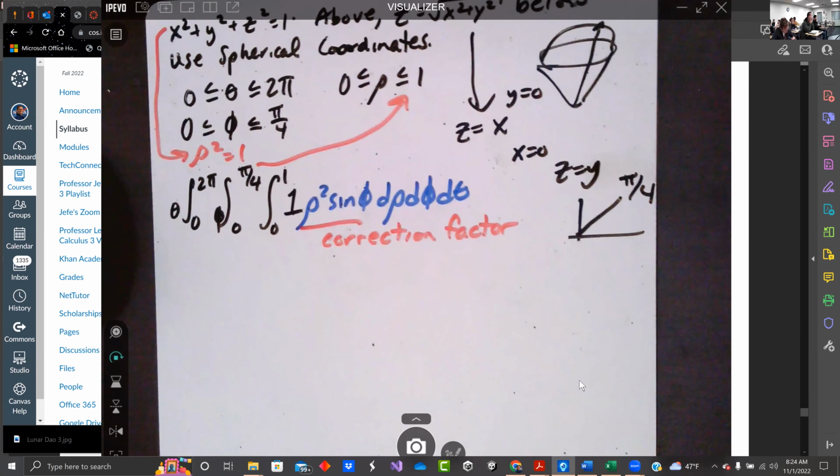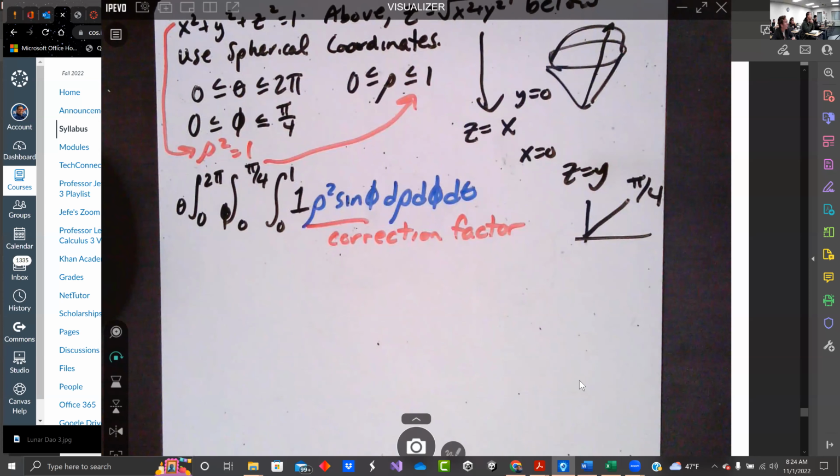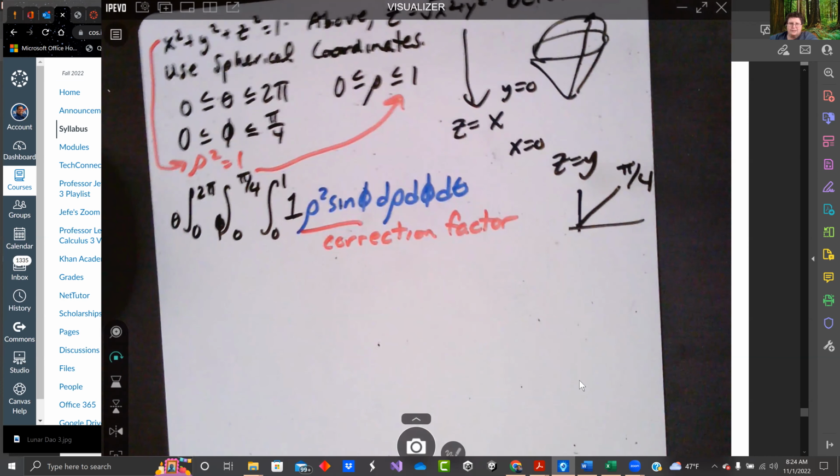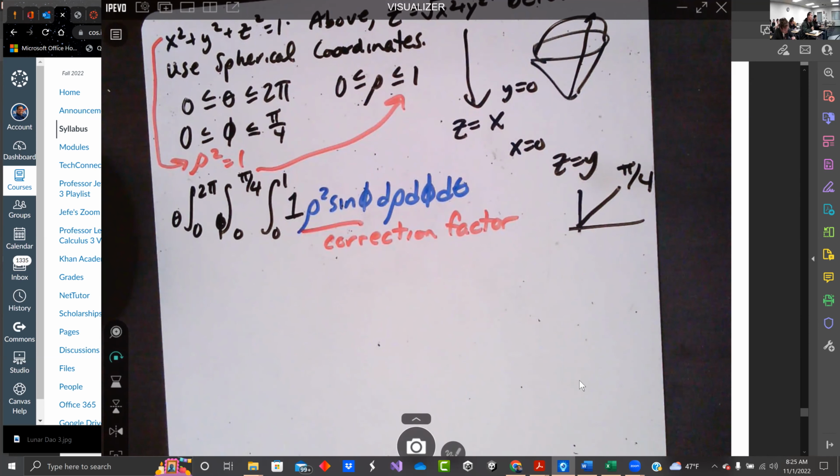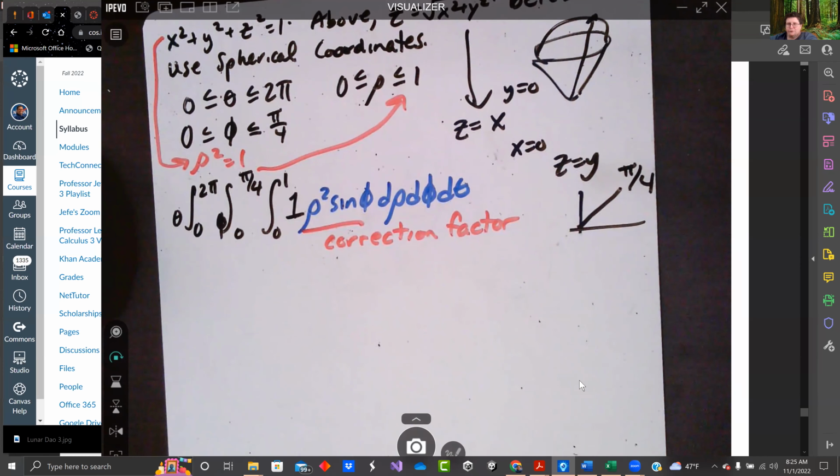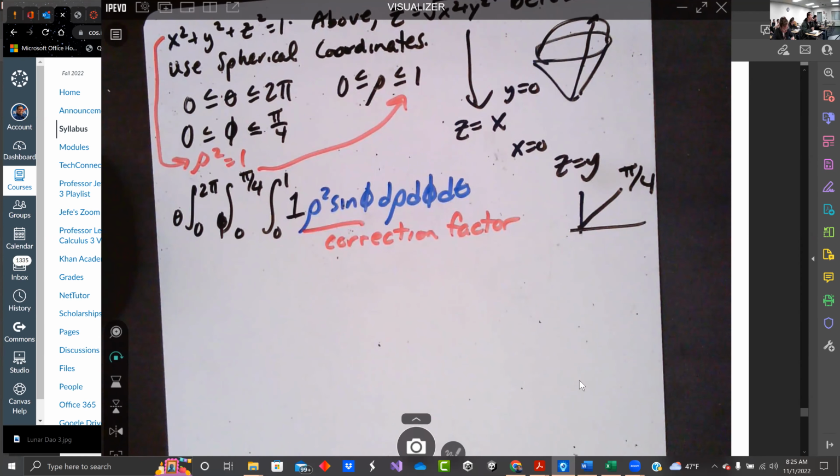For an easier way to remember it, I don't know that there is an easier way to remember. It's something you have to remember. I mean, you can derive it. In 14.7, you'll learn how to derive it. It's a pain in the ass to derive the correction factor, but in 14.7, we'll actually have the tools to derive it.